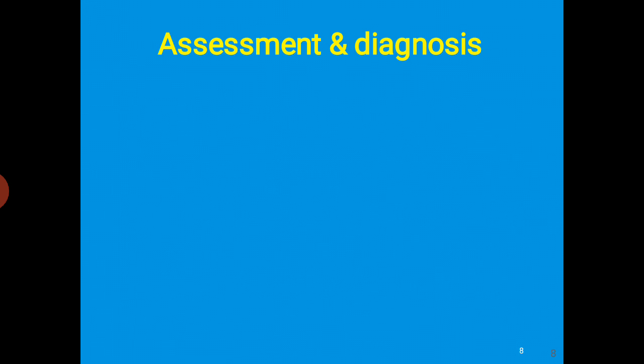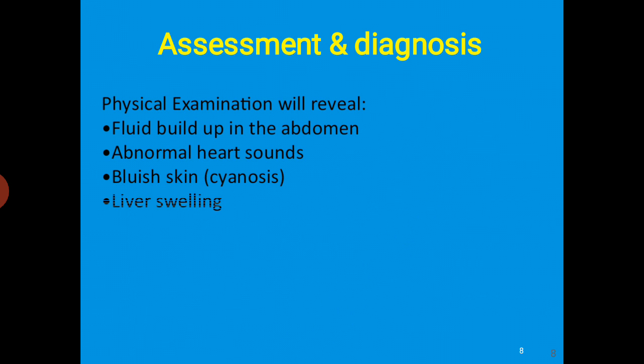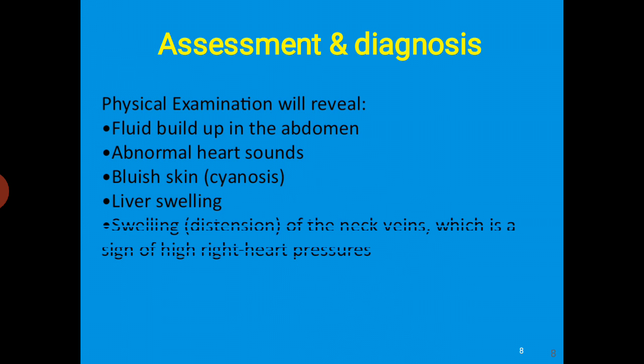Then assessment and diagnostic evaluation. Firstly we will do the physical examination, which will reveal fluid buildup in the abdomen, ठीक है, and there will be abnormal heart sounds, and there will be cyanosis because of the hypoxemia, and liver swelling will be there. क्यों? क्योंकि pulmonary congestion is there, because of that there will be congestion or overfilling of the hepatic veins, so that will lead to liver swelling also.